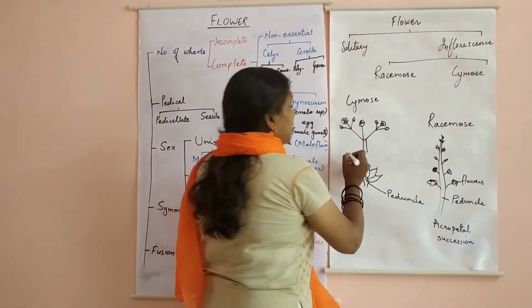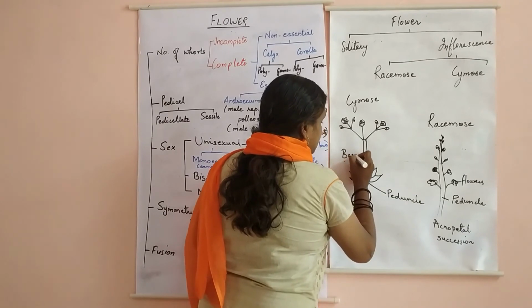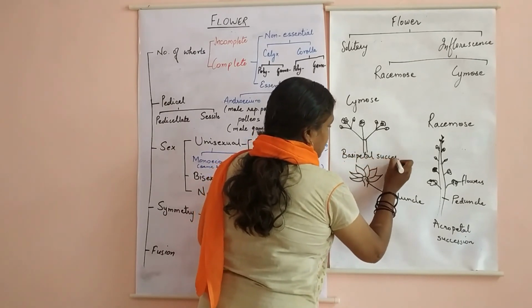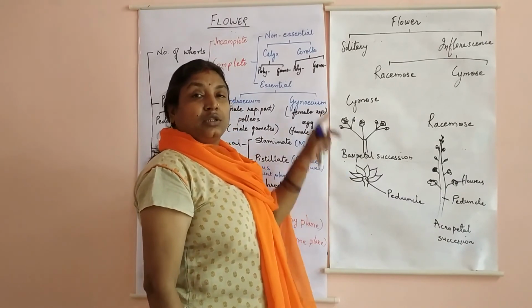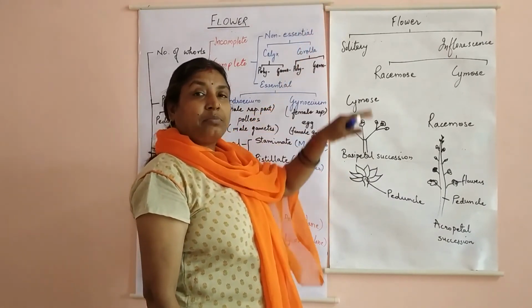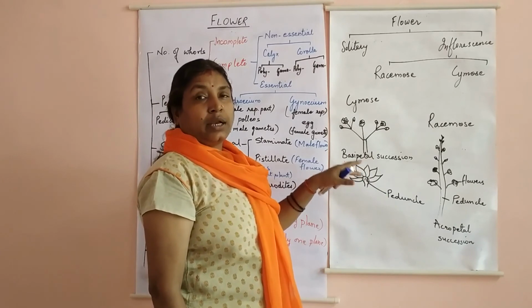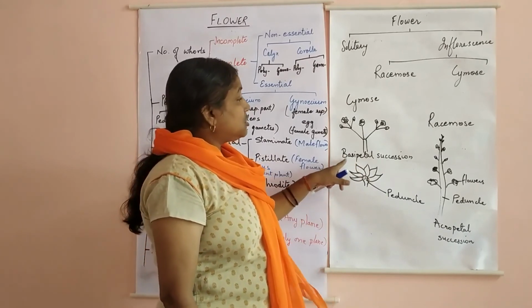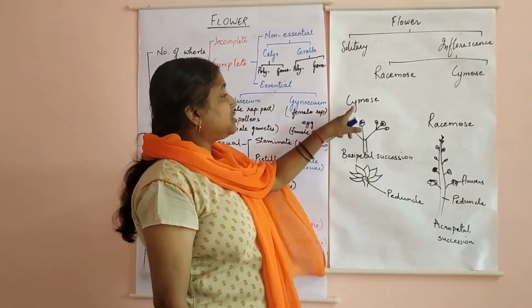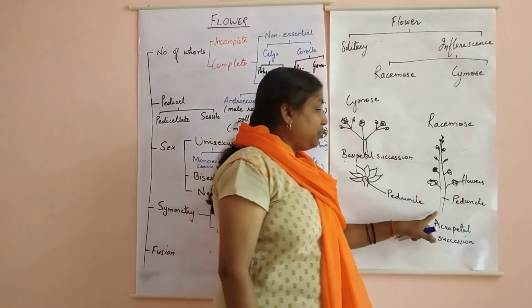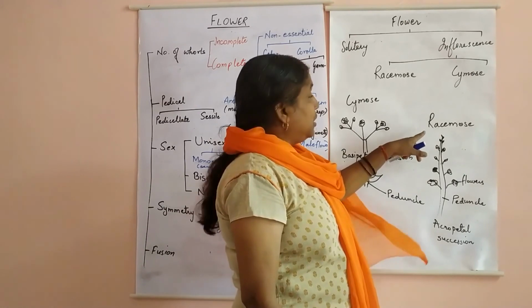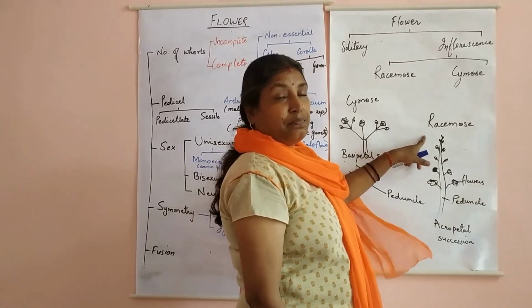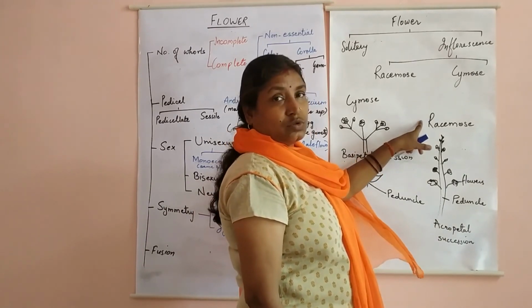So this is your basipetal succession, in which the flower is at the tip and the buds are at the lower end, at the basal part. This basipetal succession is seen in cymose, whereas acropetal succession, where the mature flowers are at the base and young buds are at the tip, is seen in racemose.